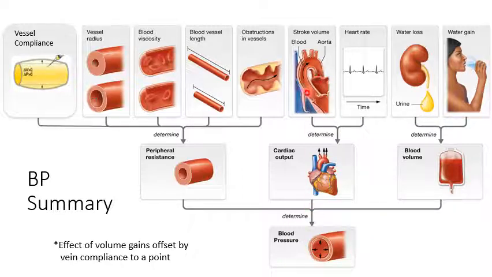Then stroke volume itself, as you remember, is determined by the preload, the afterload, and the contractility, and then the afterload is determined by the resistance and the blood pressure. So it's like a little circle.